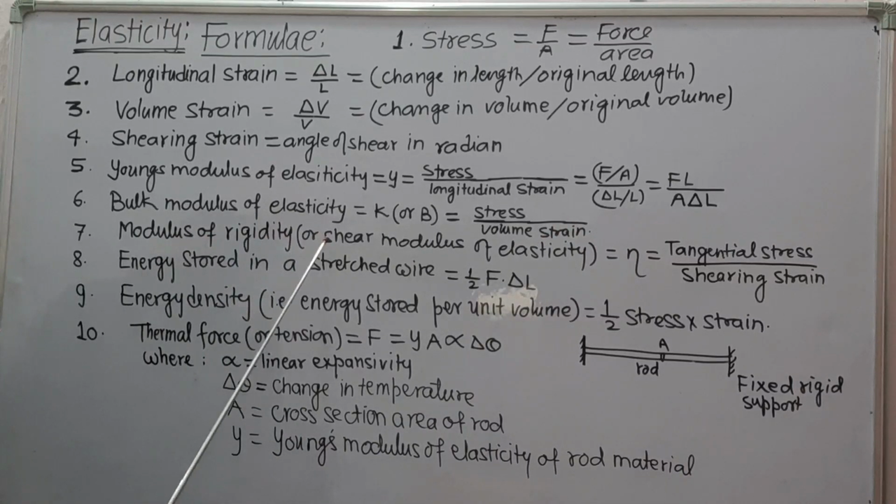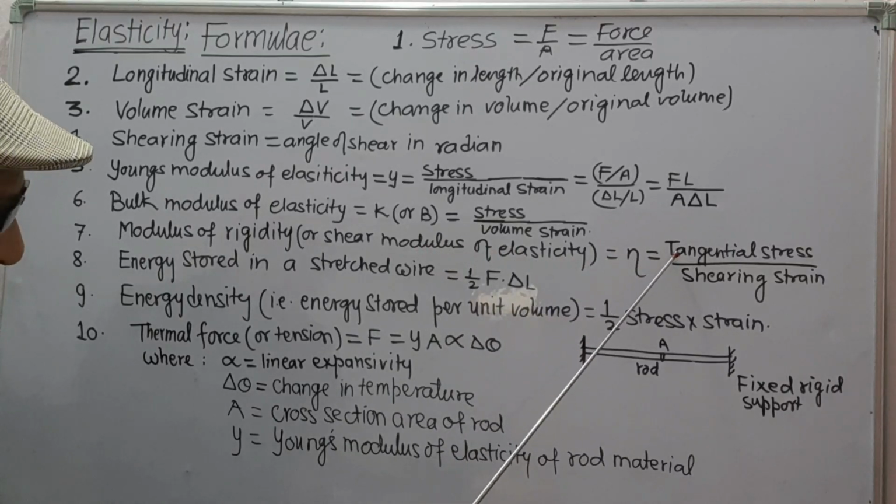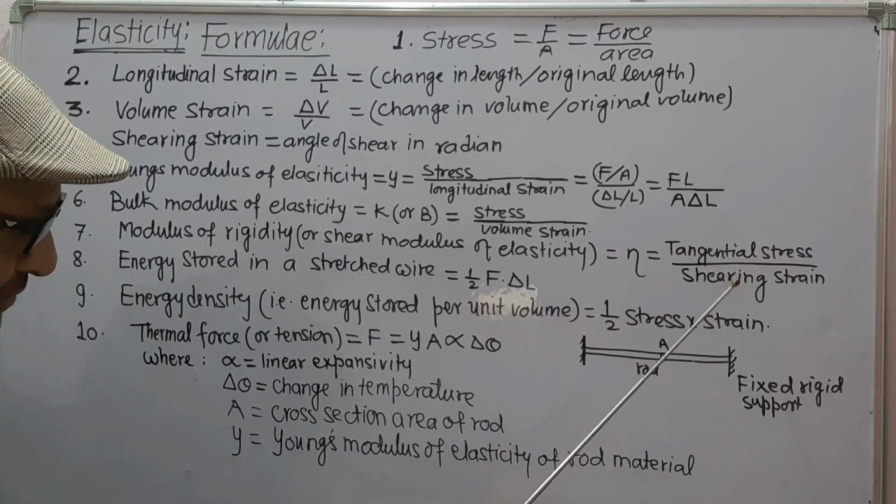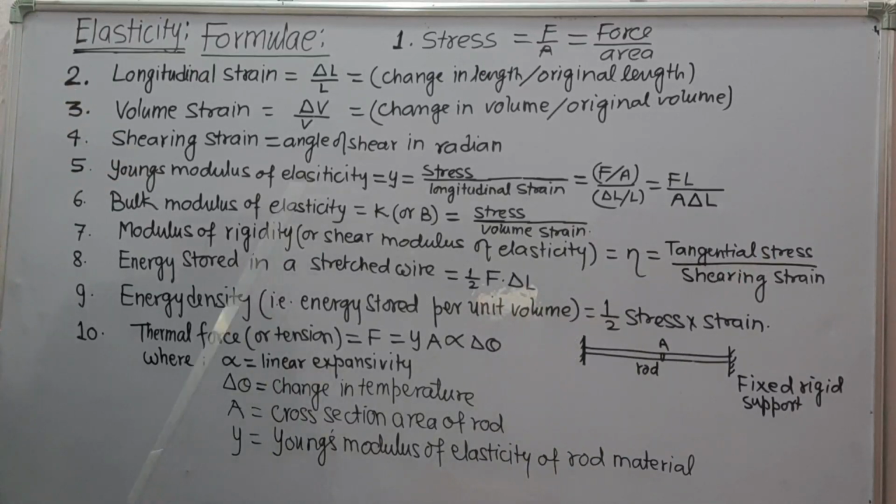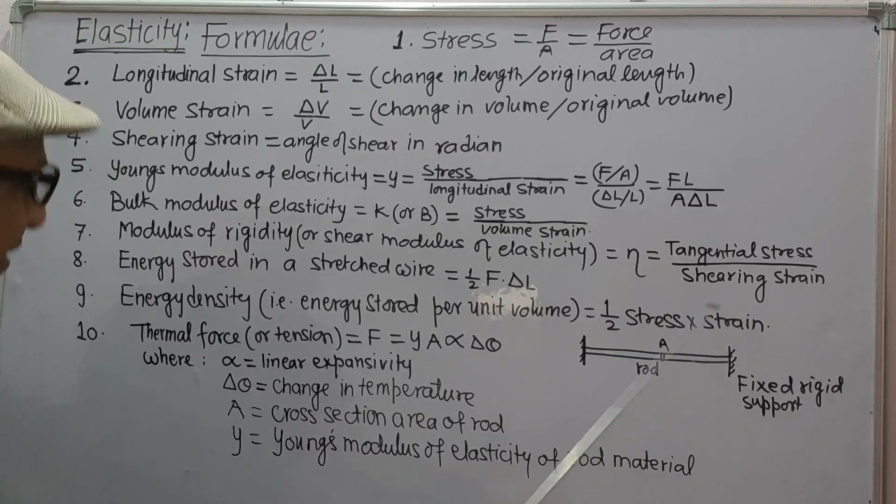Modulus of rigidity or shear modulus of elasticity, denoted by eta, is the ratio of tangential stress to the shearing strain, where shearing strain is the angle of shear in radians. Energy stored in a stretched wire is equal to half into force into change in length. Energy density, which is energy stored per unit volume, is equal to half stress into strain.